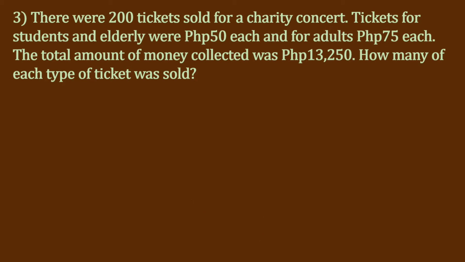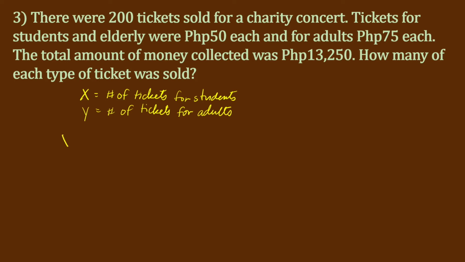Okay? So that means we can assign actually X and Y here. So let X be the number of tickets for students and elderly, and then Y for the number of tickets for adults. Okay? Now we can see that in the first sentence, there are 200 tickets. So when we add x and y, that is equivalent to 200 all in all.